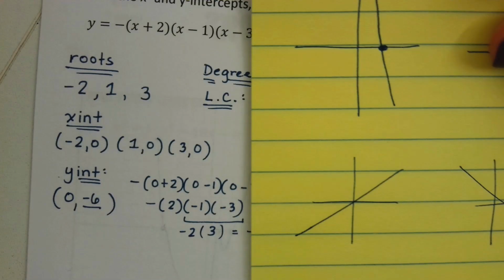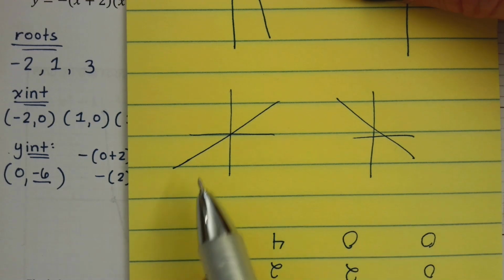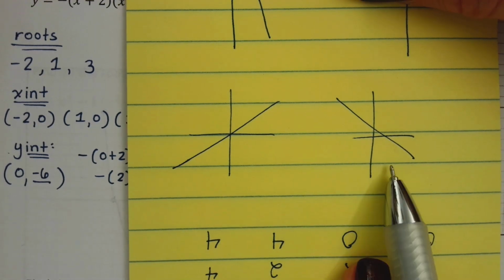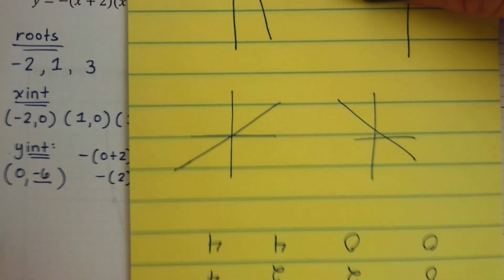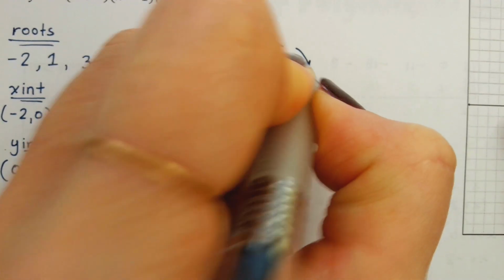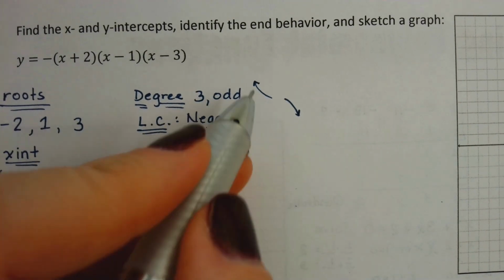Is it going to look like the first graph, or is it going to look like the second graph? A linear function with a negative slope. First graph or second graph? Second graph. Which means the left side needs to point upwards, the right side needs to point downwards. Same thing for this. Left side needs to point upwards, right side needs to point downwards. Just like a linear function.